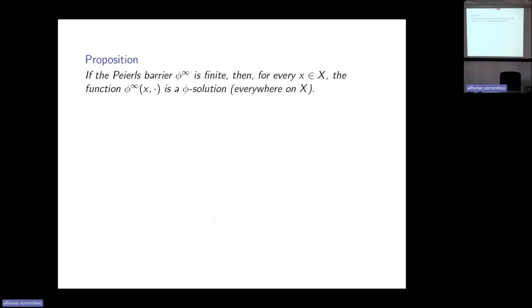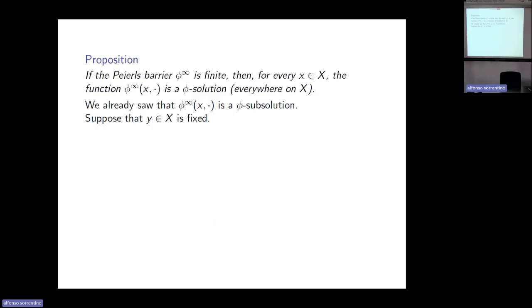So if the Peierls barrier is finite, then for every x in x, the function phi infinity x dot is a phi solution. Okay? So, of course, it can be plus infinity, but in some sense, we could say that identically plus infinity is a phi solution that satisfies whatever we want. But if it's finite valued, it's a phi solution. Phi infinity x dot is a phi solution for every x.